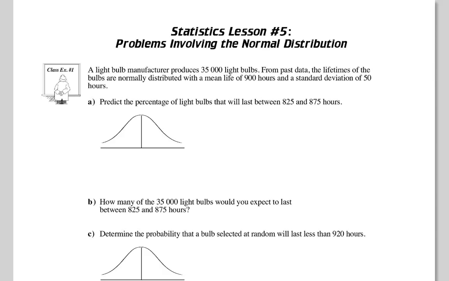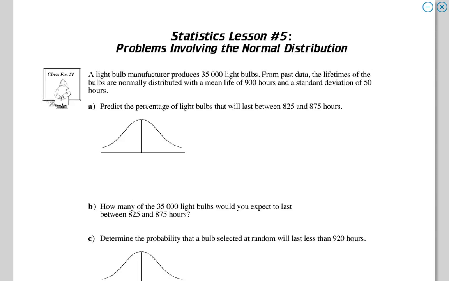So 35,000 light bulbs, this is the value for n. This is the number of data elements in your list. Okay, so they've done some statistics. They see that it's normally distributed, and you get an average of 900 and a standard deviation of 50. So it says predict the percentage of light bulbs that will last between 825 and 875. Go for it.